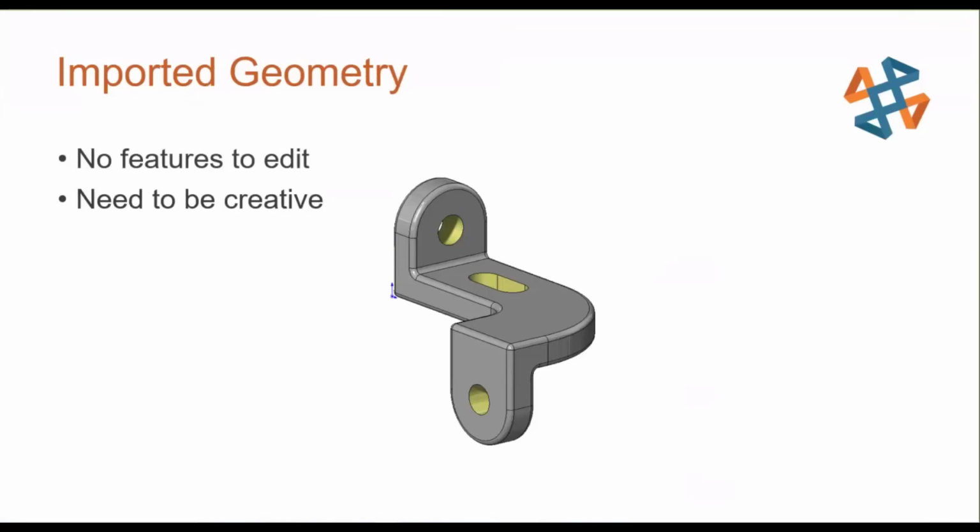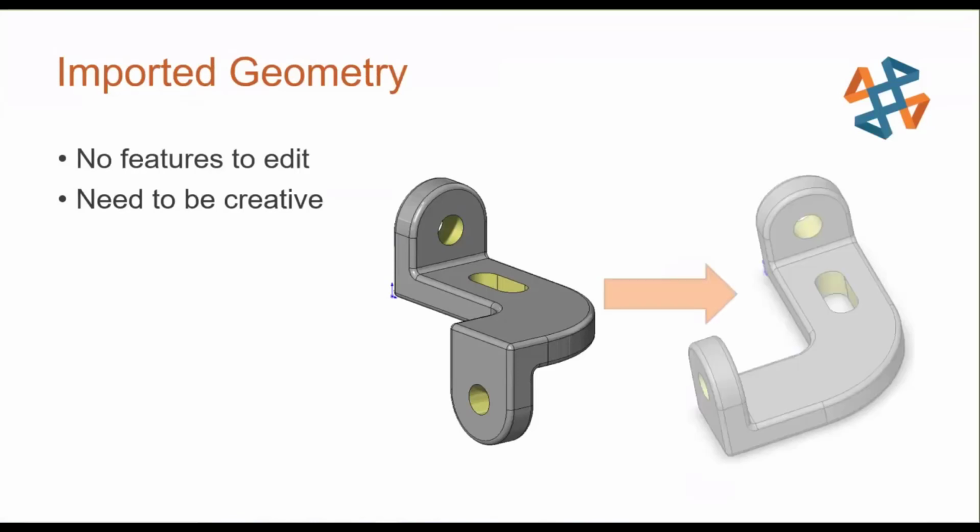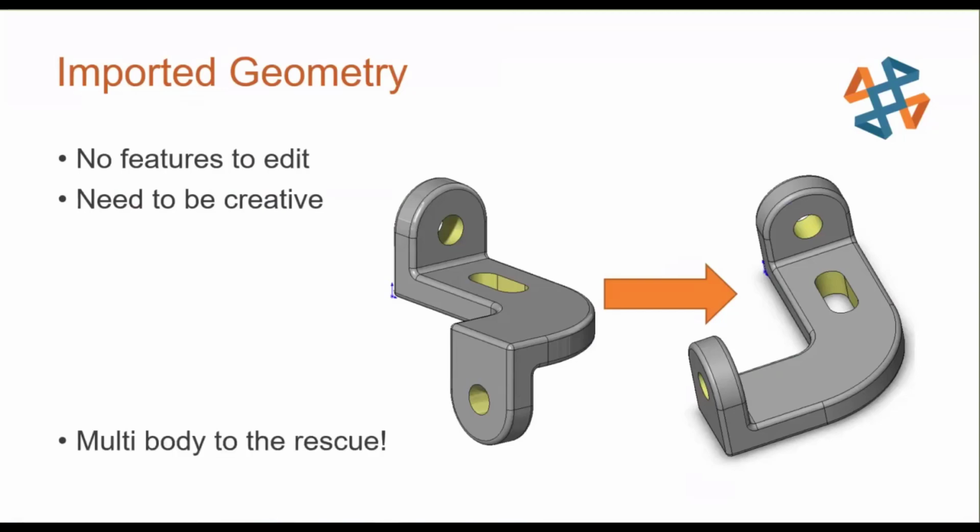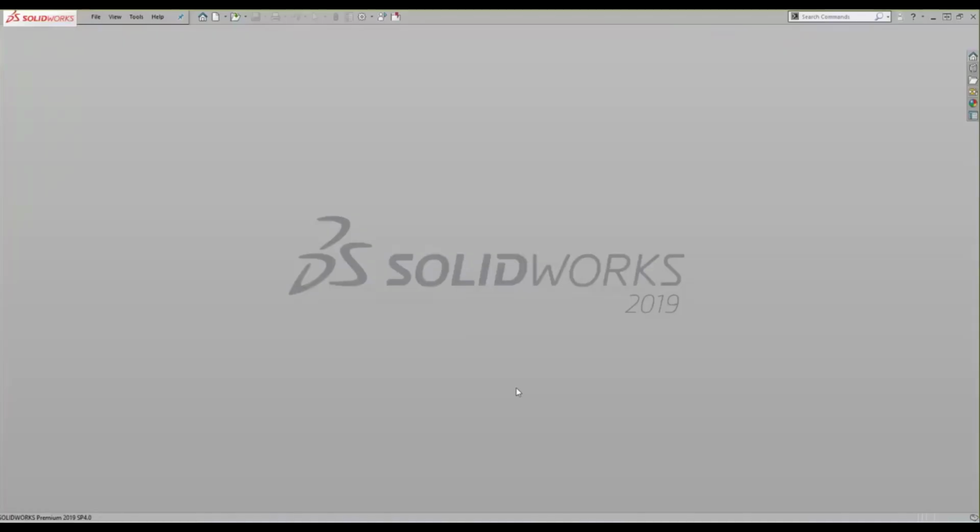Well, typically we need to remodel some features. But in this case, we need to change it from the model on the left. We need to take this little lug, rotate it 180, and move it away from the center of the part. You may recognize this model if you've gone through some of our classes, but I like it. It's an interesting example. So I like to say multi-body techniques to the rescue. Let's jump back into SOLIDWORKS real quick.